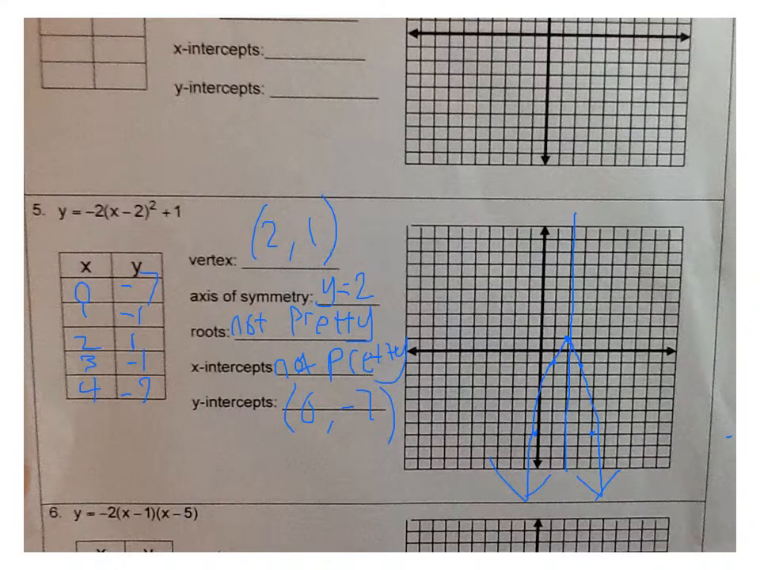So this is what your graph should look like. The vertex is 2, 1. And now I'm going to get into something you might not have known: how to graph with a vertical stretch or compression. When you have a vertical stretch like this one, first it's negative, so off of that you know it's going to be upside down, and the vertex is going to be a maximum, which means it's the highest point.